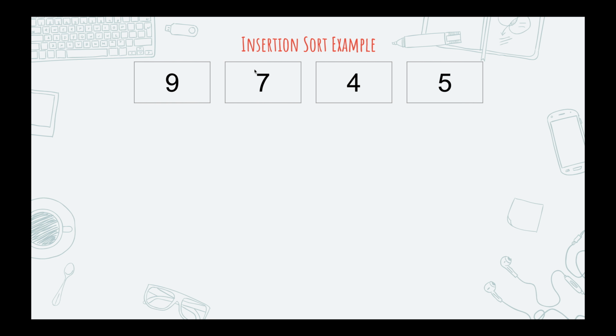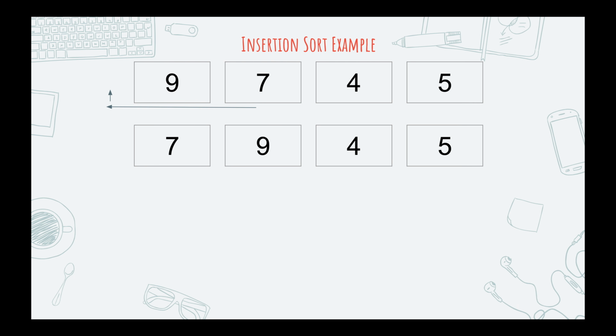Now let's insert 7. So 7 is the second value, and we want to insert it in the correct location. So we compare it to 9. Since 7 is less than 9, 7 will come before 9 and will be inserted right before 9. This is our new array.